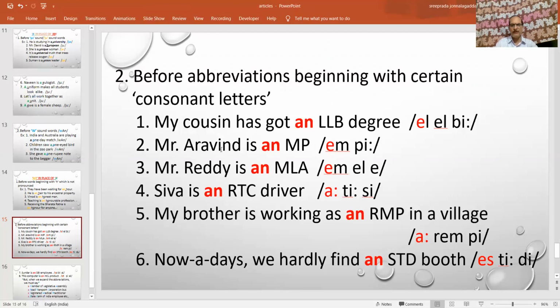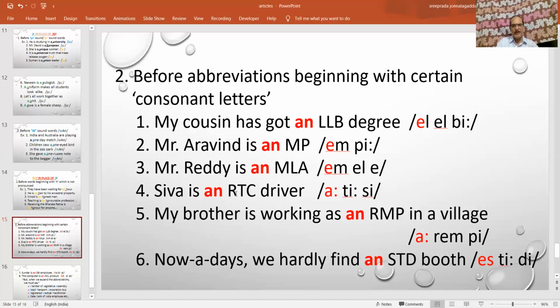Next, Mr. Arvind is an MP. How do you pronounce this word MP? It begins with the vowel sound A. That's why an MP. Similarly, an MLA.